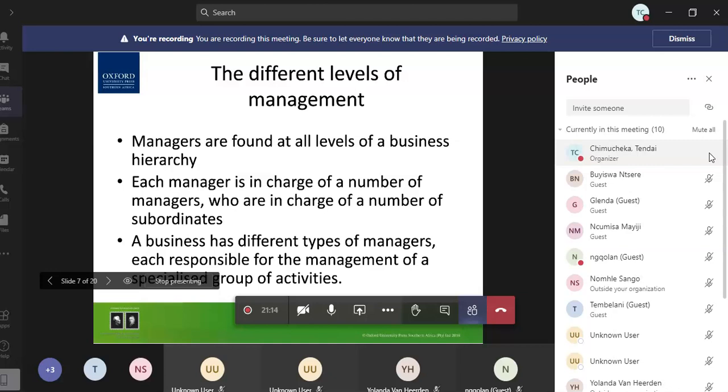Then at the very bottom, we have operational managers who are responsible for day-to-day operations of the business. Operational managers set what are known as operational goals that have to do with the day-to-day operations of the business. Then middle level managers set what are known as tactical goals or mid-term goals. Then your strategic managers or top level managers set those strategic goals that speak for the whole organization.